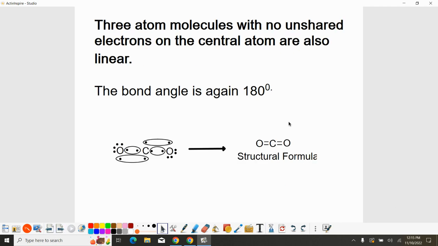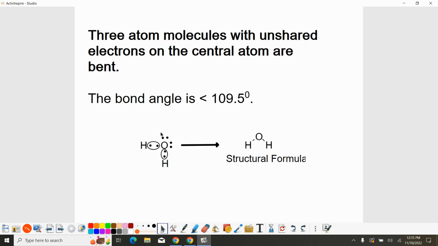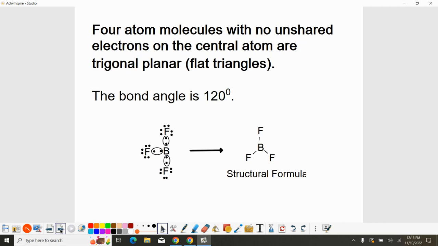3-atom molecules depend on if you have unshared electrons on the center atom. This is a 3-atom molecule, 2 oxygens, 1 carbon. But if you look at the carbon in the middle, there's no pairs of dots around there. That's the no unshared electron part. This one has no unshared electrons, so it ends up being linear. If you have unshared electrons, like we see right here on the oxygen, it ends up deforming the molecule into a bent shape. Again, this is not meant to be a review of this stuff.